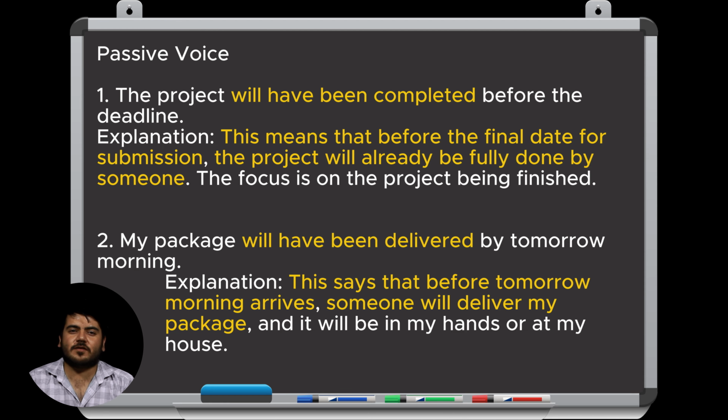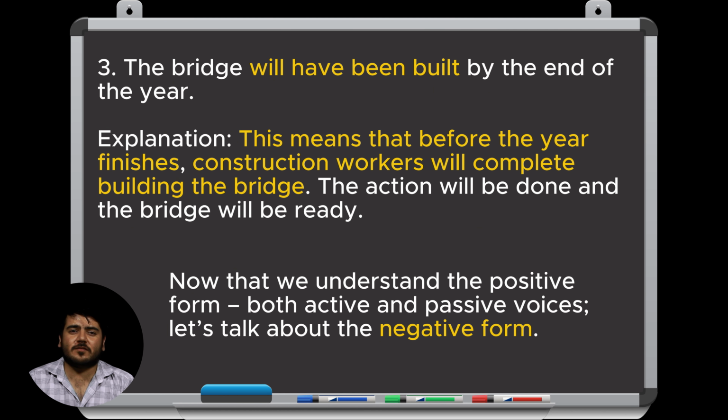My package will have been delivered by tomorrow morning. This example says that before tomorrow morning arrives, someone will deliver my package and it will be in my hands or at my house. The bridge will have been built by the end of the year. This means that before the year finishes, construction workers will complete building the bridge. The action will be done and the bridge will be ready.